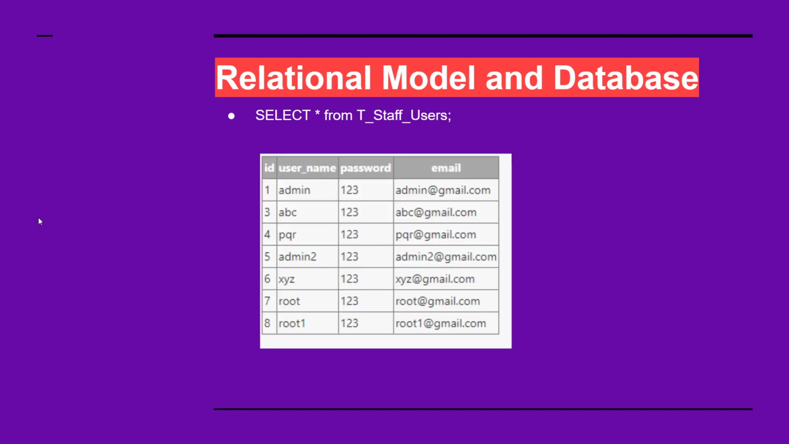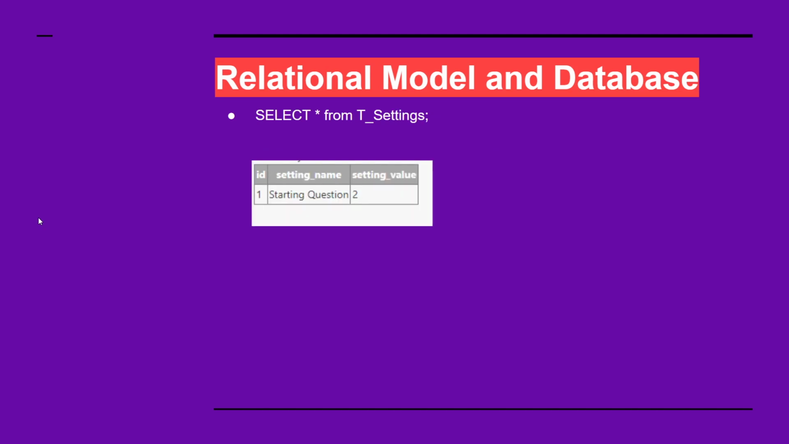Then these are the staff users for staff validations, usernames and passwords. The password we have put is just 123. You can put any password. And the settings table, because in the dashboard there will be a special option called settings. So then you can have any entry. We have put a sample entry called starting question for you to configure the starting question in the survey system.